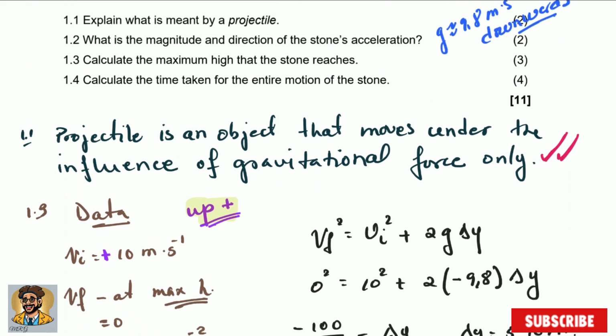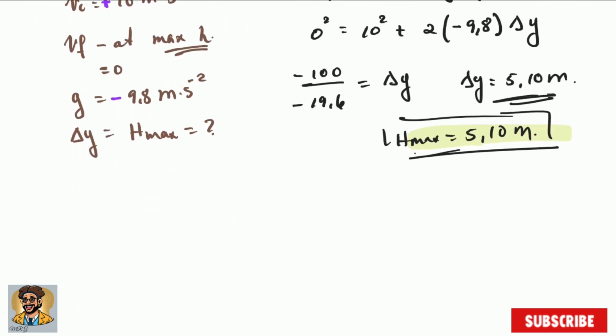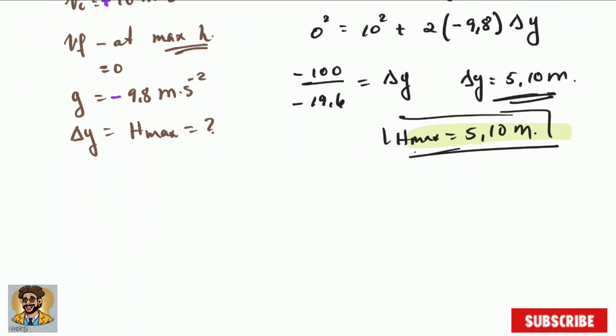Quite simple. And then to end the question, it says calculate the time it takes for the entire motion of the stone. Now, remember, the stone will go all the way up to the maximum height and then it will return down. And you need to know in this question that the time to go up is equal to the time to come down. So for this question, let's write the data once more. We have the data already.